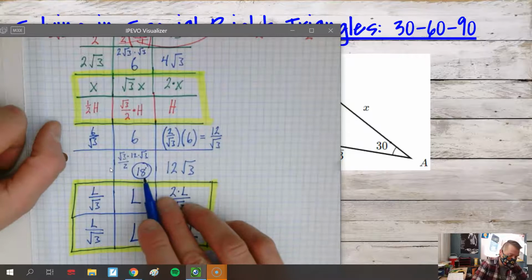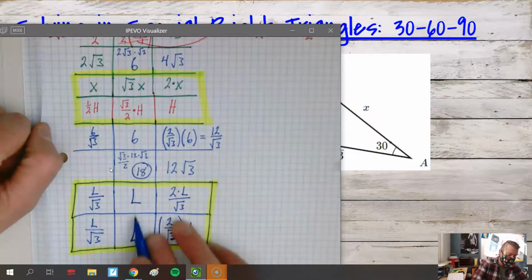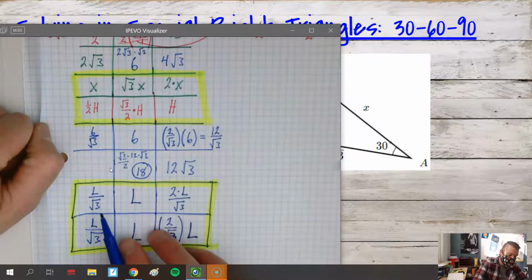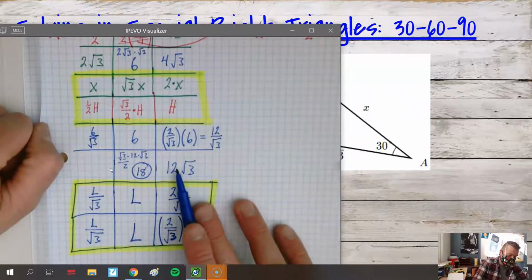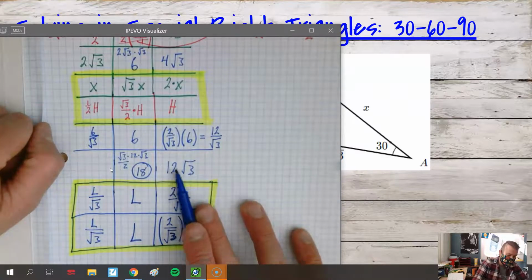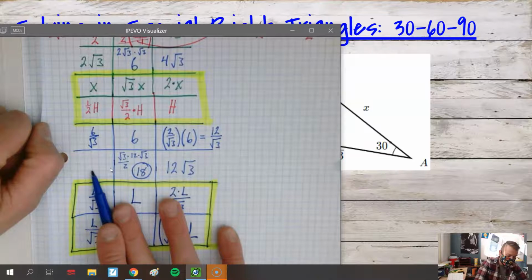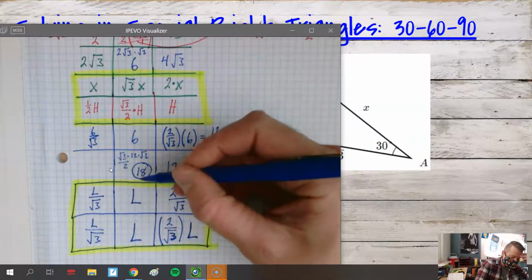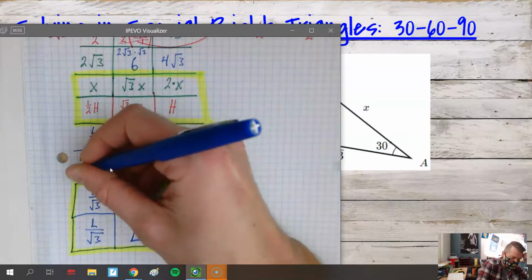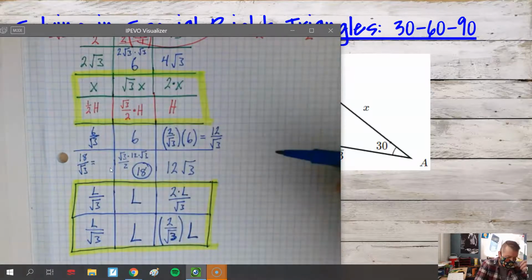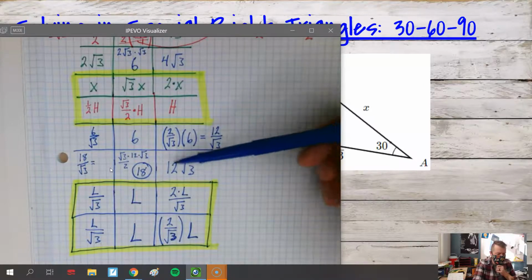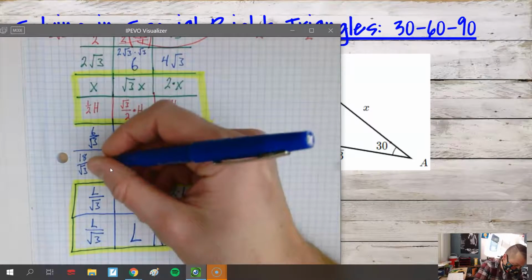Well, now that we have our long leg, we could use this part of our reference table if we want. So we could say it's 18 divided by radical 3. Or we can go back up here and say it's going to be half that. So wait, what we're saying is 18 divided by radical 3, is that equal to 6 times radical 3? Right, hypotenuse, half of the hypotenuse. So 6 radical 3.